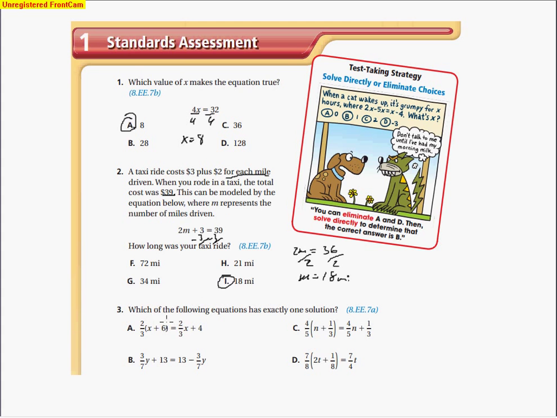Taking a look at the next one, it says which of the following equations has exactly one solution? So one solution means that we're going to have something that looks like this. X equals a number, and the number could be like a 2 or 3 or any number. Now if it had infinitely many solutions, then we'd have this situation where 0 equals 0. If we had no solution, then we'd have like 0 equals 1, where the numbers do not equal. So that's what I'm looking for as I'm doing these problems.